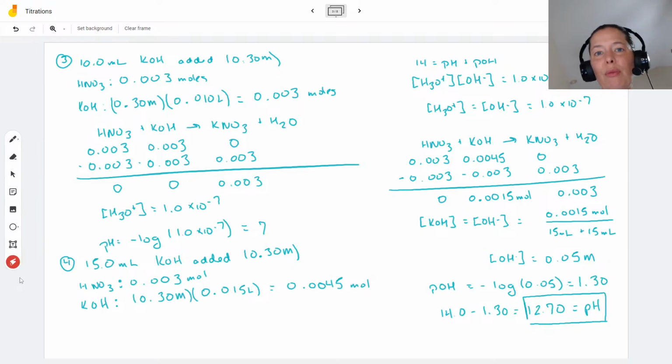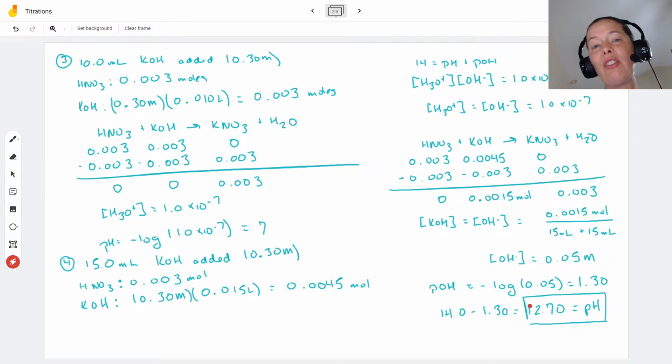Again, I like to do my does-it-make-sense check. And yes, it makes sense because we have a base in solution. We have neutralized all of our acid. We have excess base, so we should have a pH that is above 7. It is a strong base, so it should be well above 7. So having a pH of 12.7 makes sense.